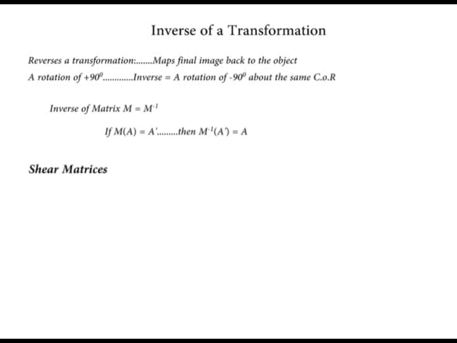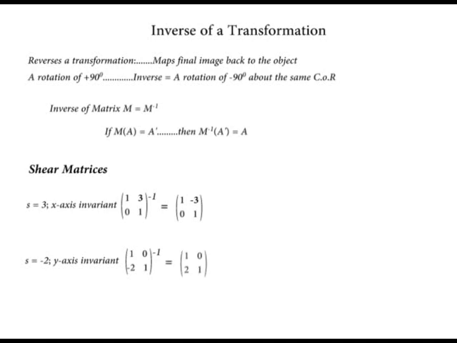For example, 1, 3, 0, 1 is a shear matrix of scale factor 3 and x-axis invariant. 3 represents the shear factor. The inverse of this matrix will be 1, negative 3, 0, 1. We change the sign of the element in the matrix representing the shear factor. 1, 0, negative 2, 1 is a shear matrix with scale factor negative 2, y-axis invariant. The inverse of this matrix will therefore be 1, 0, 2, 1.